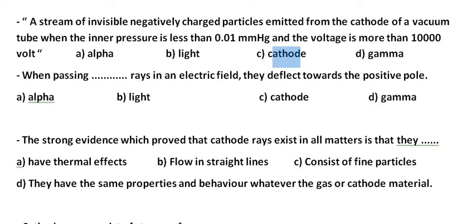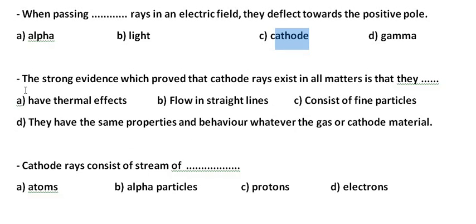Cathode rays, when passing in the electric field, deflect towards the positive pole. When they deflect towards the positive pole, it means that these rays are negatively charged, because cathode rays are negatively charged electrons.